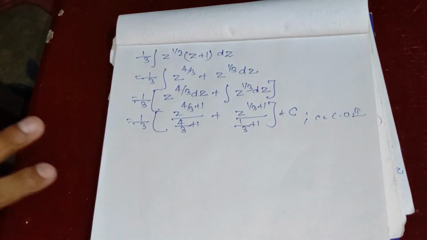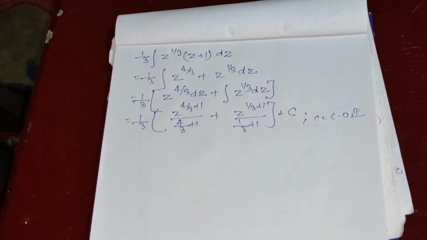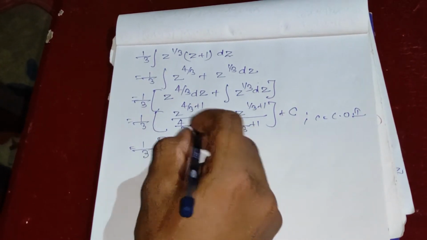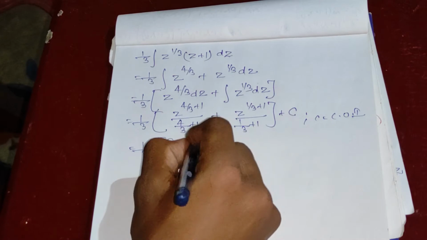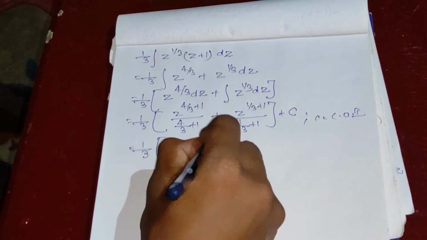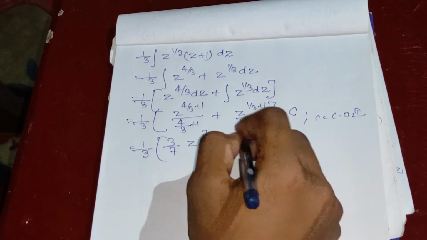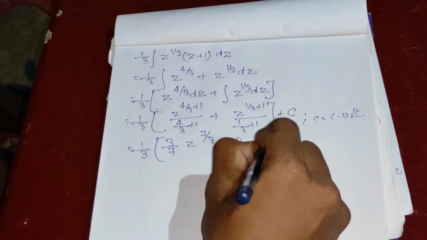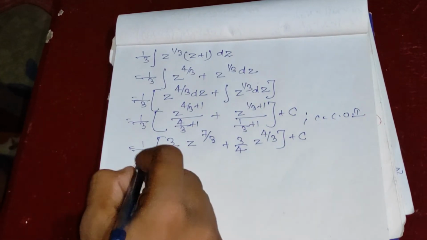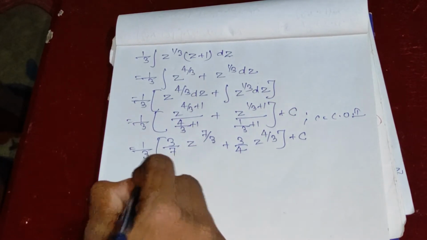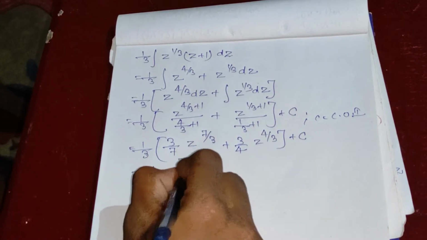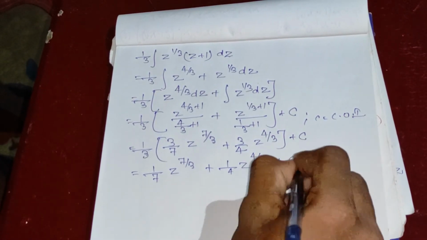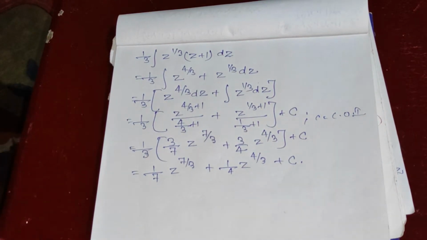You have to write this constant of integration in every question that you have in your examination. Now 4 by 3 plus 1 means 7 by 3, it becomes 3 by 7 z to the power 7 by 3, plus 1 by 3 plus 1 is 4 by 3, it becomes 3 by 4 z to the power 4 by 3, plus c. Now multiply this by 3, it becomes 1 by 7 z to the power 7 by 3 plus 1 by 4 z to the power 4 by 3 plus c. So this is the answer that we have converted.